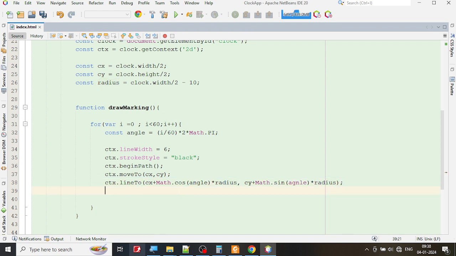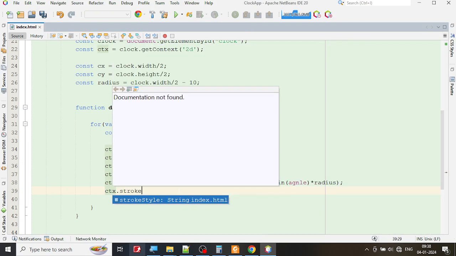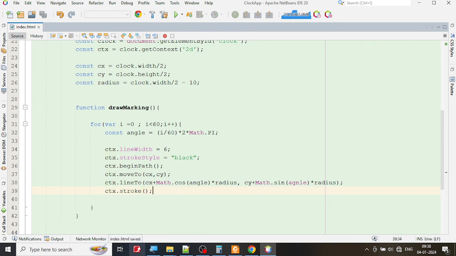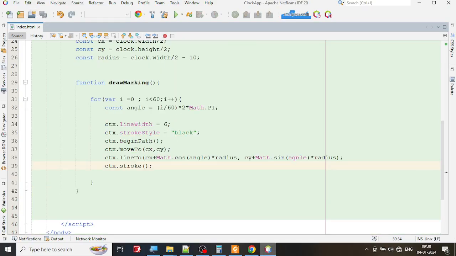And you know very well, if you want to draw a stroke, you just say ctx dot stroke, and that is done. So you have drawn the stroke there. Let's look at how it's going to appear. Did I save it? Okay, now the thing is, it's not going to do anything because I'm not calling this function. So let me call this function.